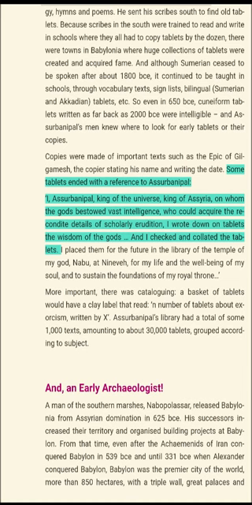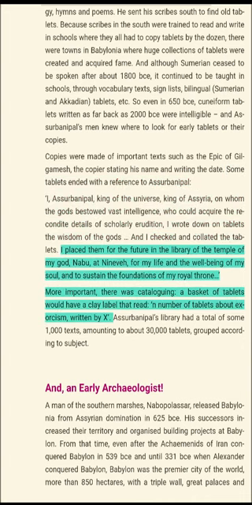Copies were made of important texts such as the Epic of Gilgamesh, the copier stating his name and writing the date. Some tablets ended with a reference to Ashurbanipal: "Ashurbanipal, king of the universe, king of Assyria, on whom the gods bestowed vast intelligence, who could acquire the recondite details of scholarly erudition. I wrote down on tablets the wisdom of the gods, and I checked and collated the tablets. I placed them for the future in the library of the temple of my god, Nabu, at Nineveh, for my life and the well-being of my soul, and to sustain the foundations of my royal throne."